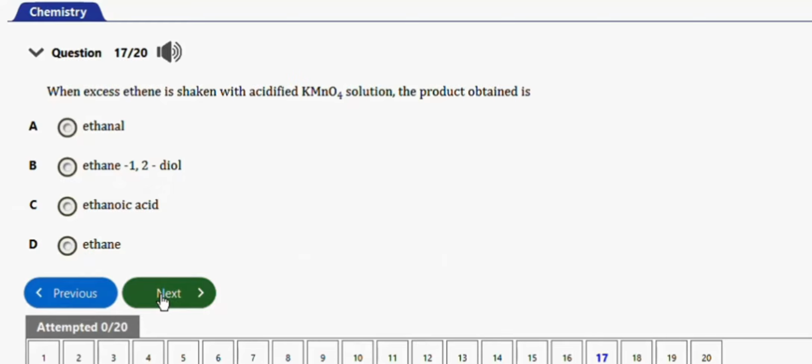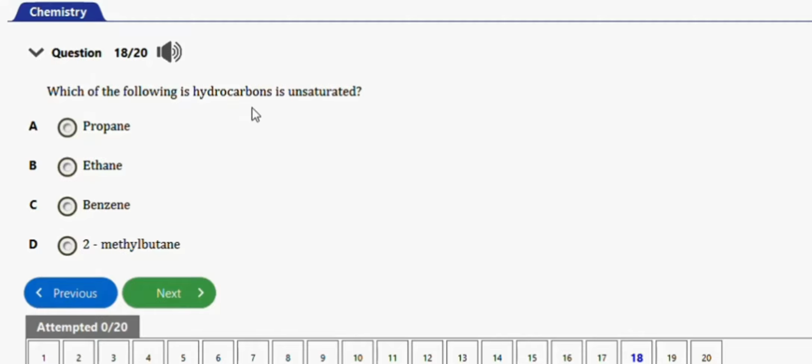The next question says, which of the following hydrocarbons is unsaturated? The one that is unsaturated won't be propane, it won't be ethane, so it will be an alkene basically, so it will be benzene, option C. The next question says, ethene undergoes mainly addition reaction because it is, so it's obviously unsaturated, option C. Take note of this question, guys.